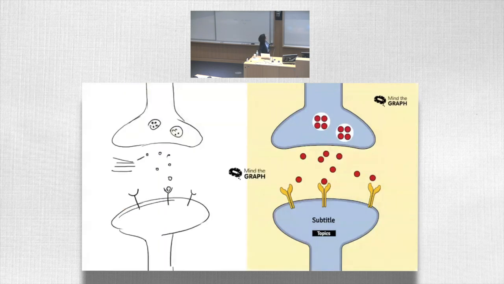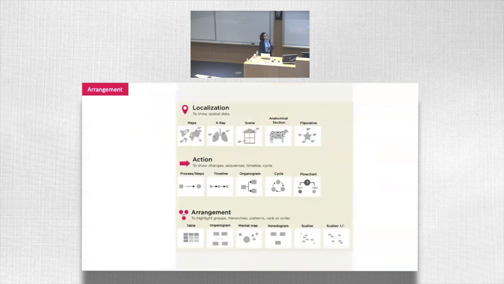This is the difference. To help you, this is a chart of what you are trying to say to your audience or to your reader. When you summarize the information, you may find that you want to point out some cells, some organs, some tissue. So you go to the localization way. You do a graphical abstract about localization. If you want to show an action, a timeline, a process, you do the second one.